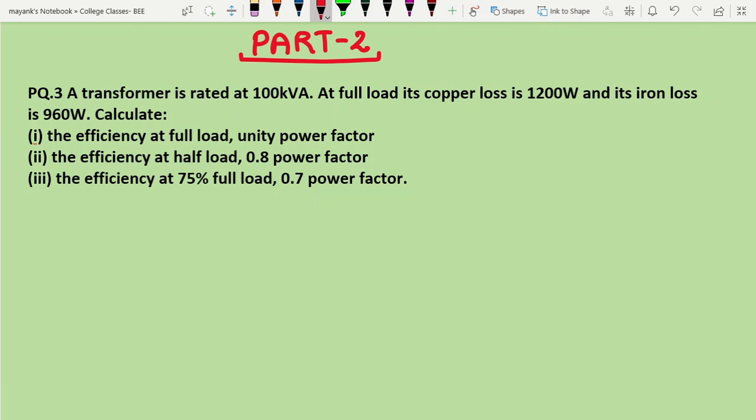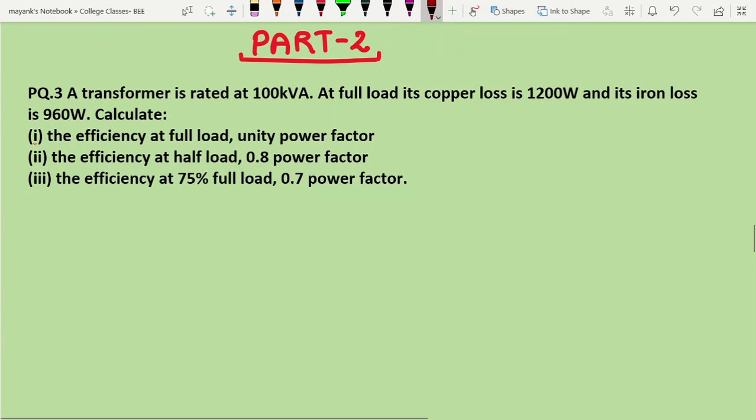Hello students. In part 1, we solved a few questions on basic fundamentals of transformers, which use EMF per turn, primary and secondary rated currents, and transformation ratios, and how to use transformation ratios to find primary data if secondary is given and vice versa. Now in this part 2 we will use further concepts to find the efficiency of a transformer. For transformer efficiency, we use a formula.